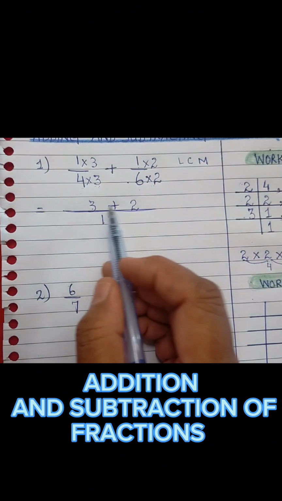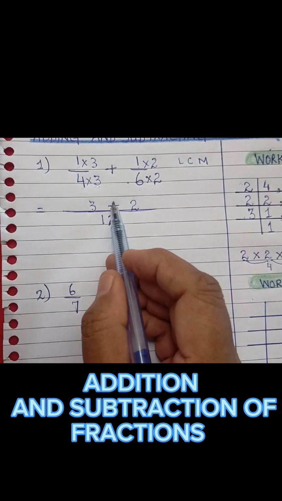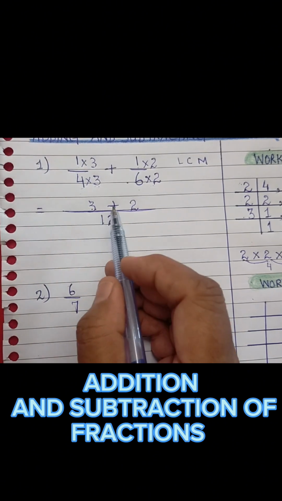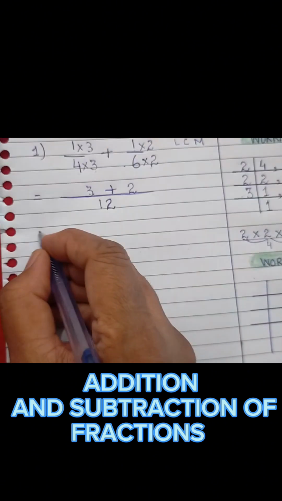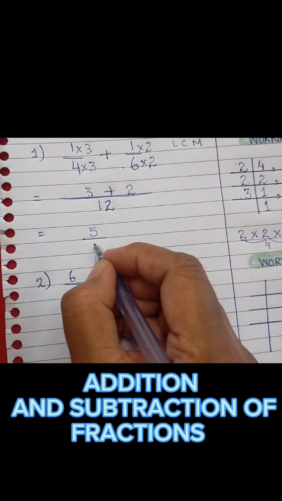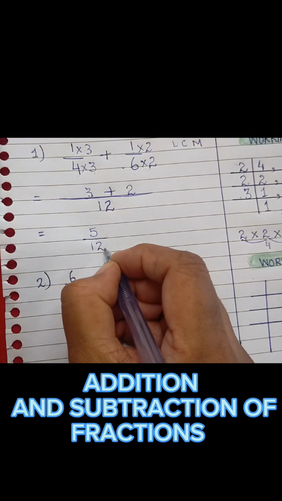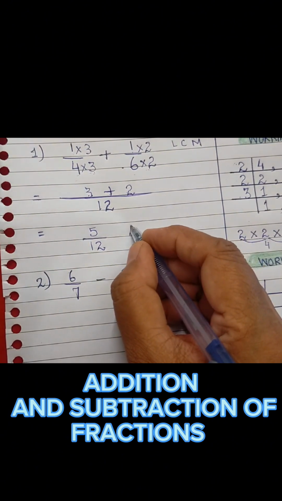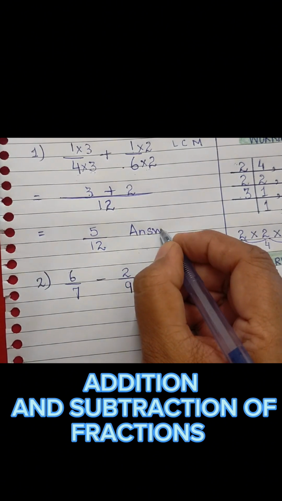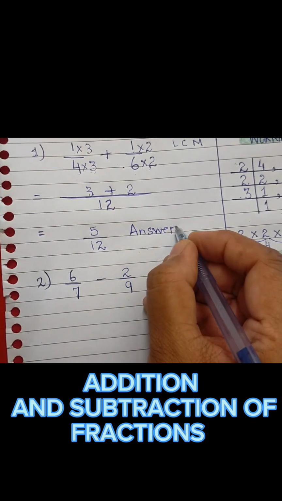So when you add up the two figures, of course there's a plus sign here. So you're going to add up the two numbers. 3 plus 2 gives me 5. And my denominator is a 12. And it's a simple answer. 5 upon 12 is my answer.